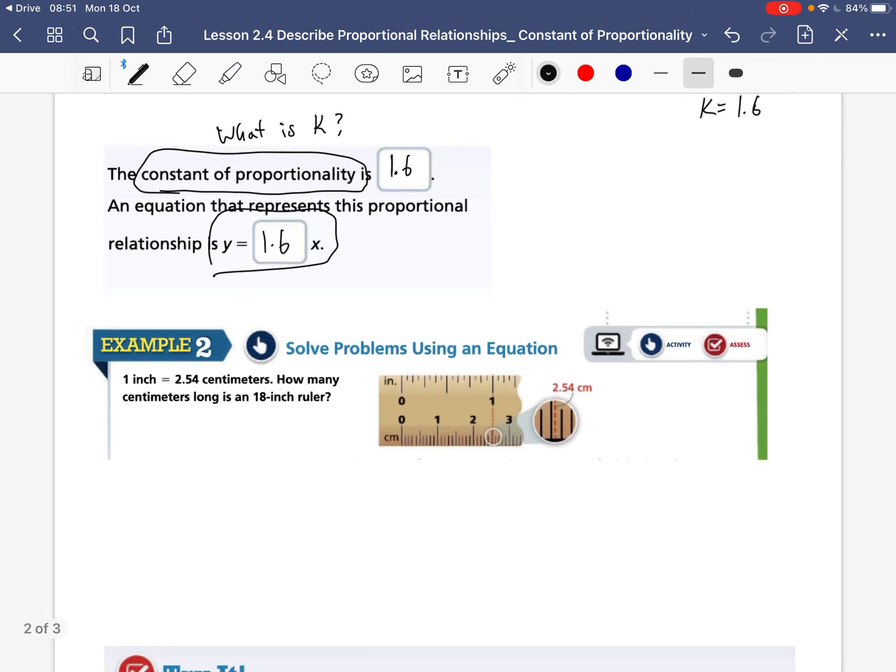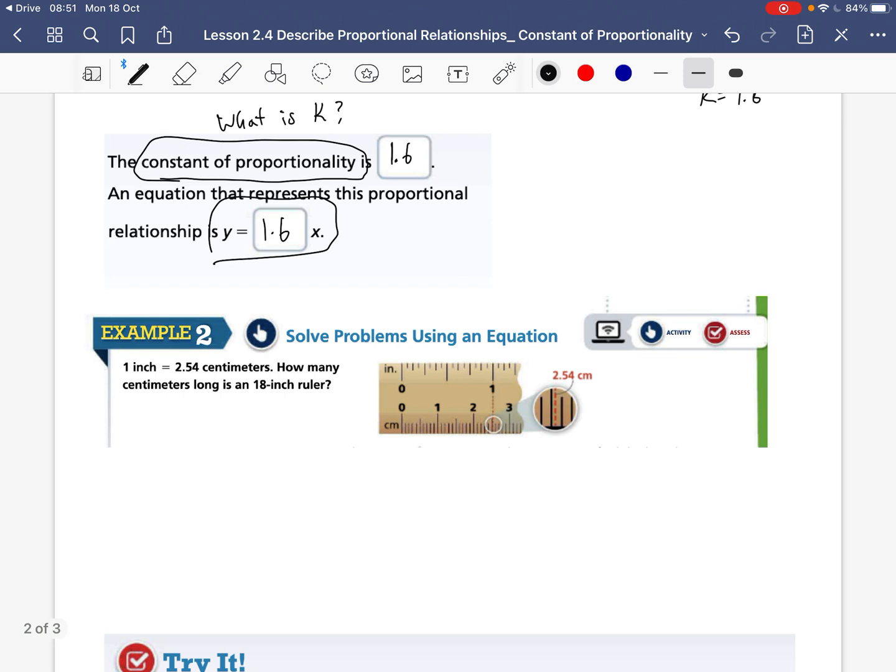All right, solving a problem using an equation. 1 inch equals 2.54 centimeters. So we can see that here. How many centimeters long is an 18-inch ruler? Well, we know that we could just take 2.54 times 18, and that would give us our answer. But it's asking for an equation here. So we need to think about what is going in. Well, what is k? It's going up by, so we have to think, what is k?